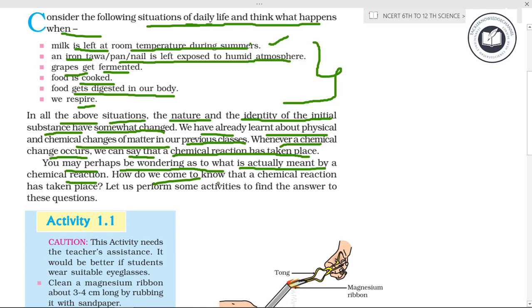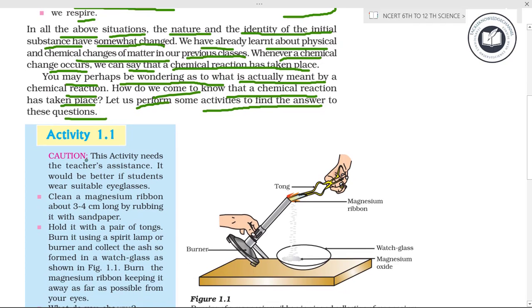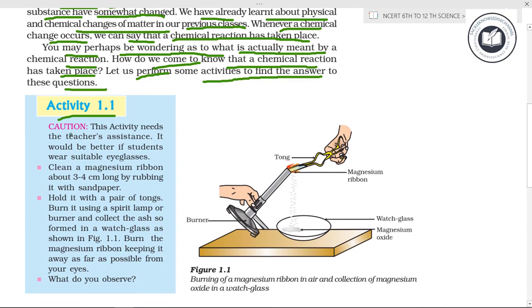How do we come to know that a chemical reaction has taken place? Let us perform some activities to find the answer to these questions. Activity 1.1, caution: this activity needs the teacher's assistance. It would be better if students wear suitable eyeglasses while doing this activity.